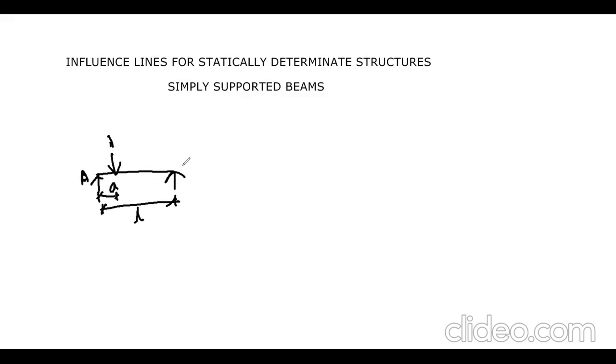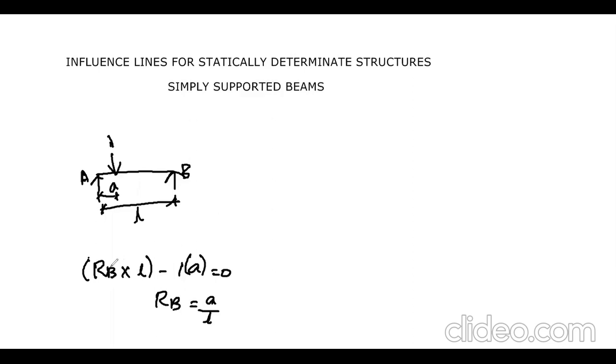Okay, this is A and this is B. First, we have to find out what is the value of RB. For that, we are going to take moment about A. Then, what happens means RB into L minus 1 into a equal to 0. So the RB value becomes a by L.